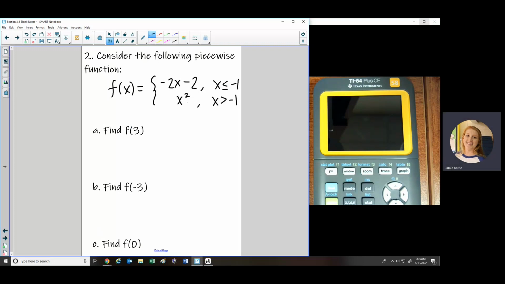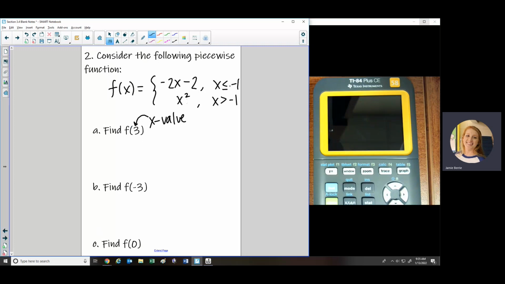So let's look at finding function values. Pretty easy to find the function values here. It's not terribly complicated. It says find f of 3. So f of 3. So this is your x value. So you go up here, you look at your pieces of your domain. You say, okay, well, which piece of the domain does 3 belong in?